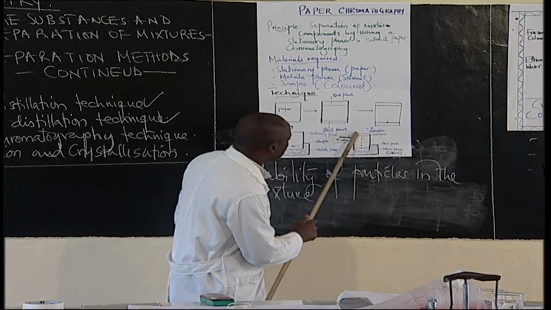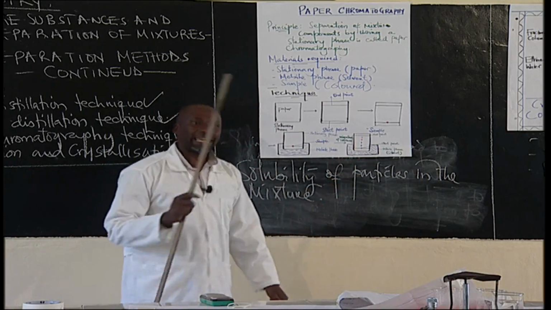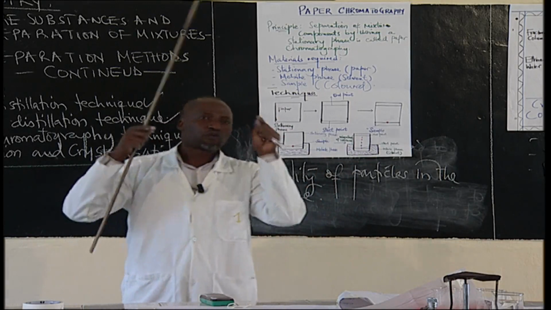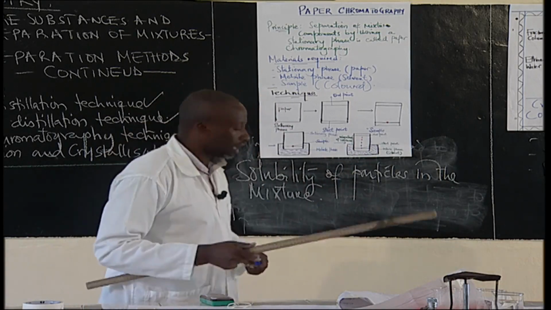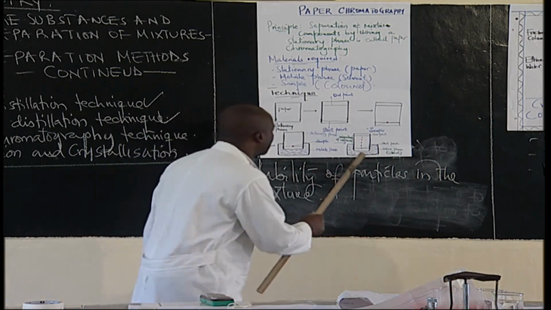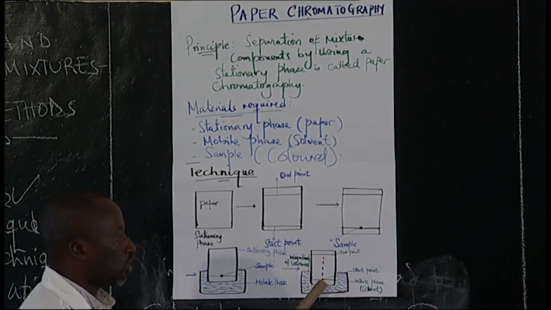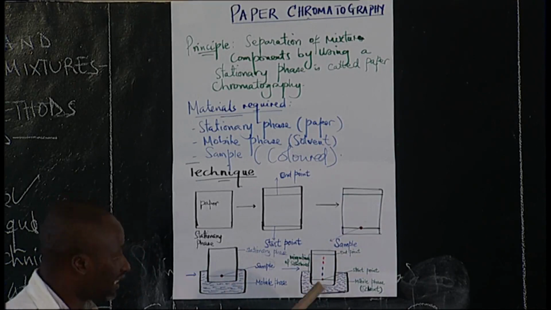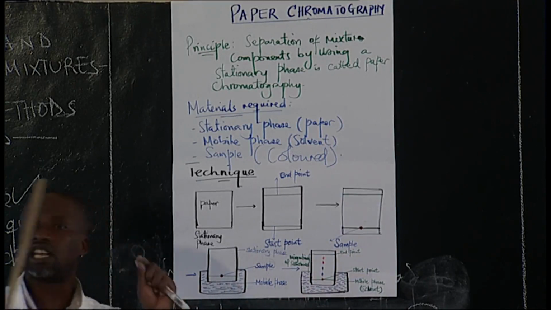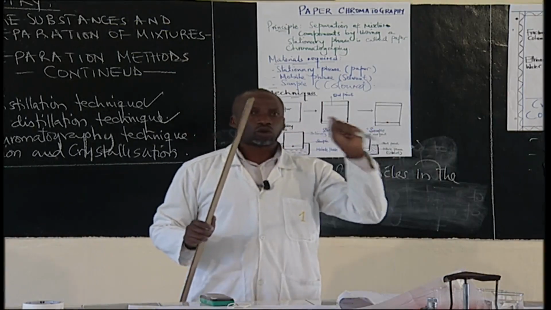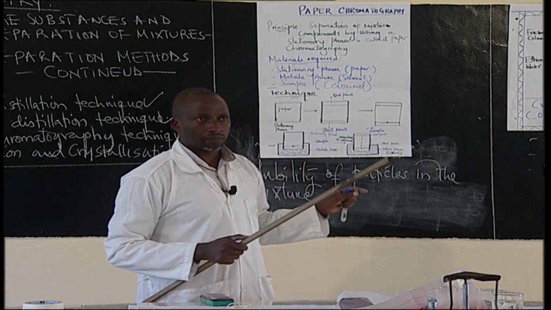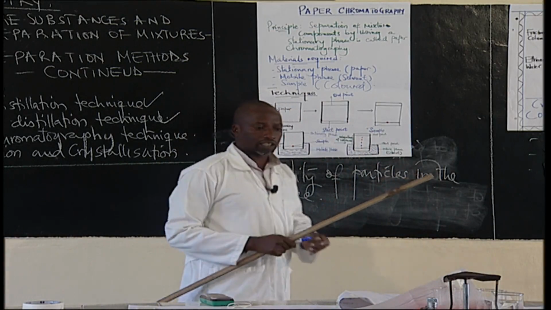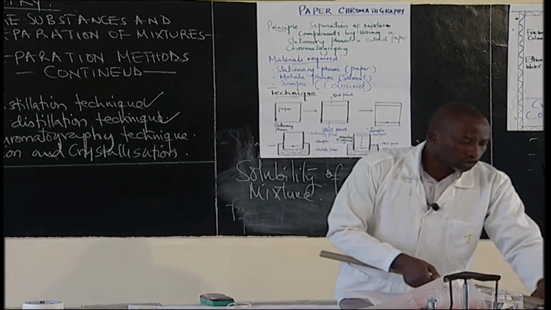So the number of spots here indicates the number of components within that sample that is here. So the movement here, if we have 1, 2, 3, 4, so that means in this sample here, there are 3 different components. So 3 different colors. Therefore, that is how it is operated. That's how it works.